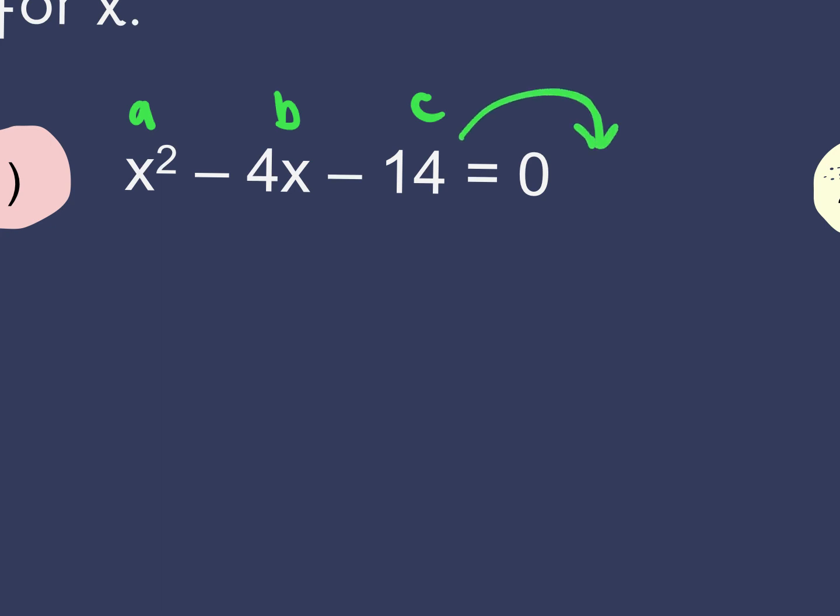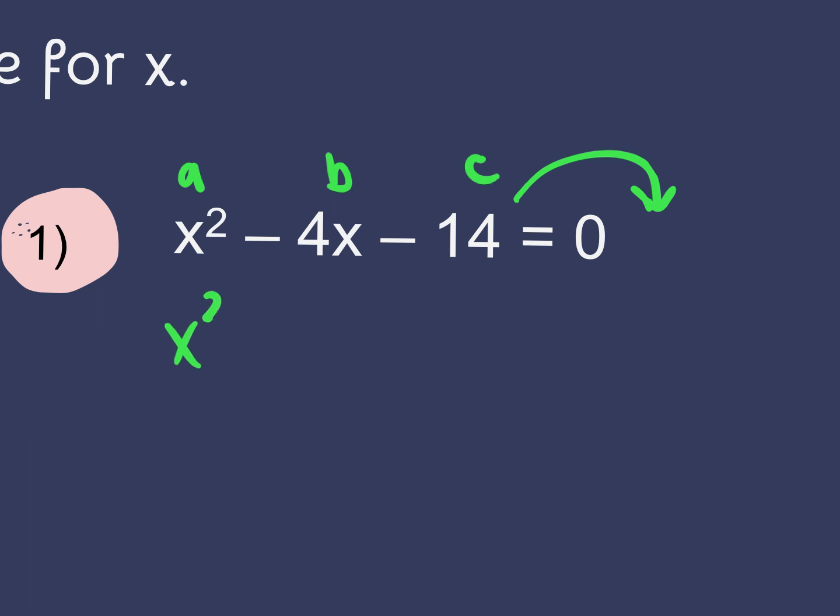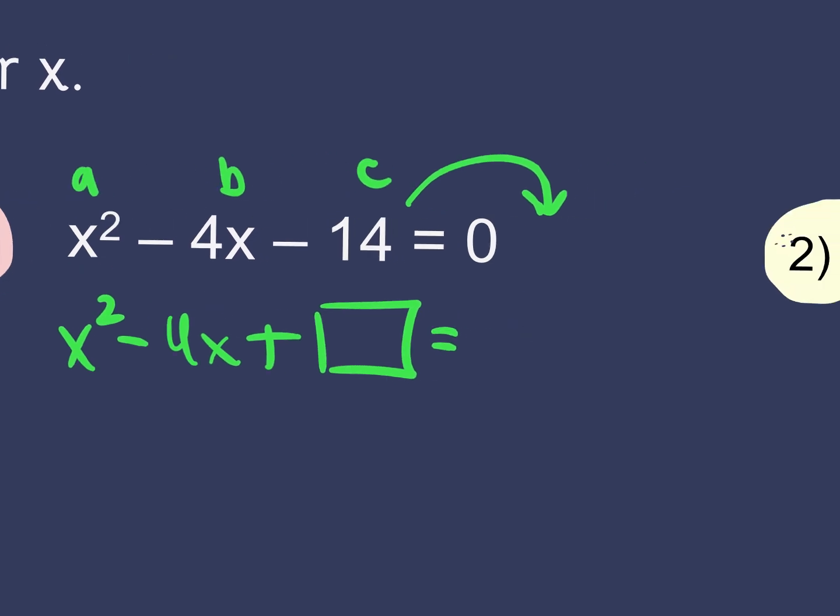Just do that first. So you have x squared minus 4x, and I'm going to put plus a box. And when I move 14 over, negative 14, it becomes what? Positive 14. Then I'm going to put another box, because what you do to one side of an equation, you do where? To the other, okay? So when we complete the square, we're going to put the number in the square, literally.